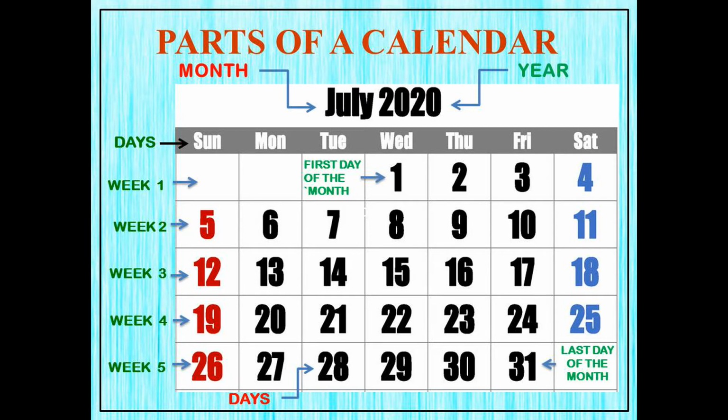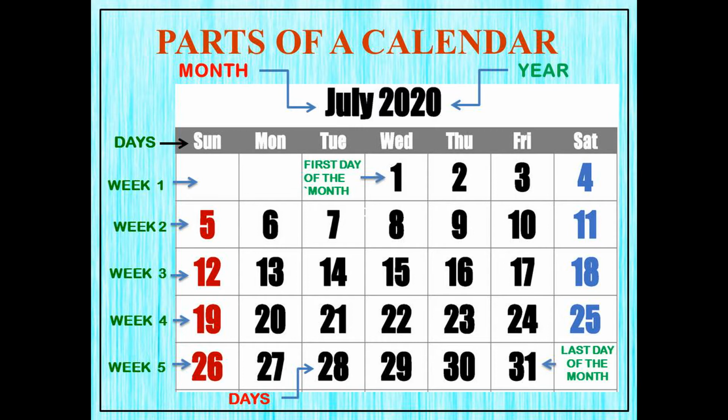So here you can see I have taken a page from a calendar. At the top of the page it is written July 2020. So July indicates the month and 2020 indicates the year. Just below that there is one horizontal line on which it is written the days of the week: Sunday, Monday, Tuesday, Wednesday, Thursday, Friday and Saturday.